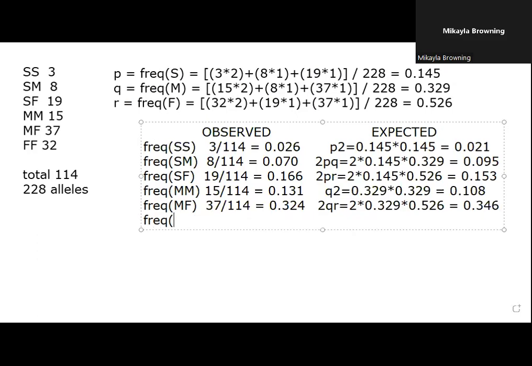And frequency of the FFs, the observed is 32 over 114, which is 0.281. They must have divided it equally, I hope, if 281.